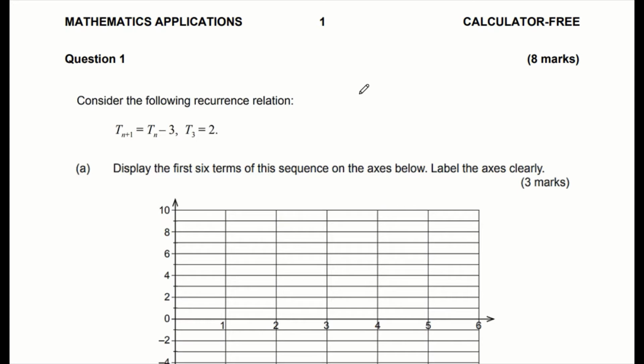Alright, so let's start with question 1. Consider the following recurrence relation: the (n plus 1)th term equals the nth term minus 3, and the third term is given as 2. By looking at this recurrence relation, you should be able to identify that it is going to be an arithmetic sequence, because how do you get the next term? You use the current term minus 3. So that's why it has a common difference, so it is an arithmetic sequence.